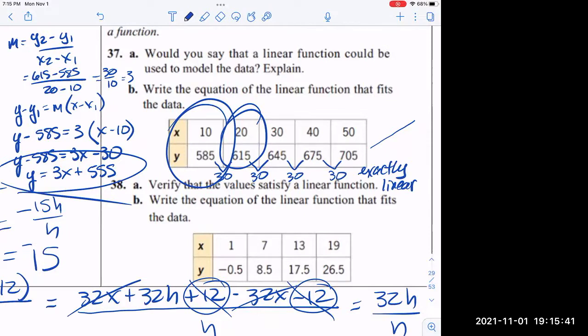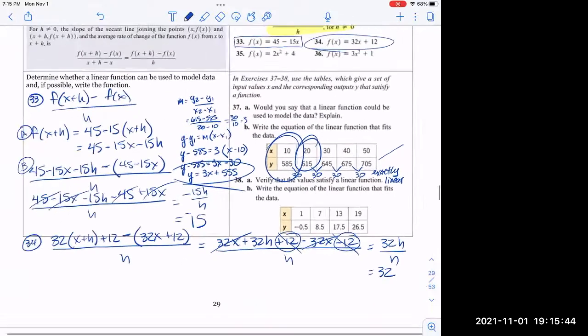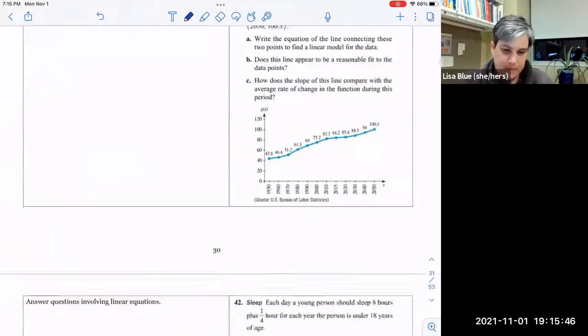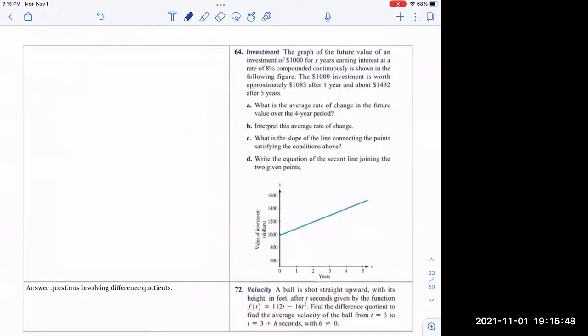Let's see. I'm on down to chapter 2. Okay, good. I'm just looking here.